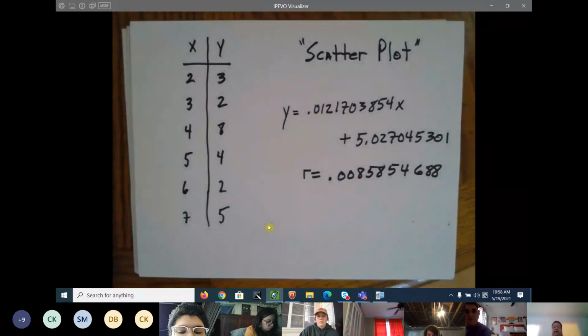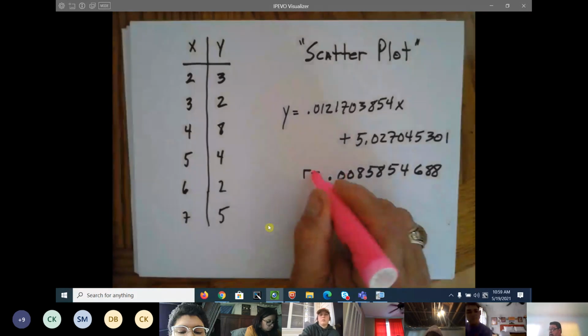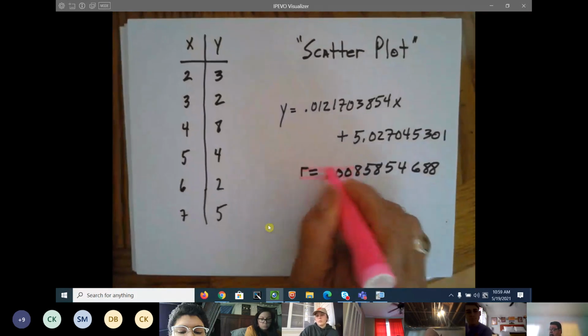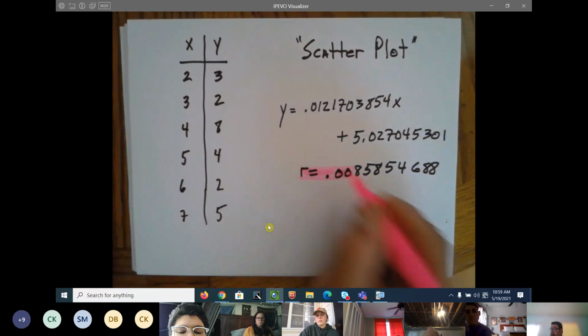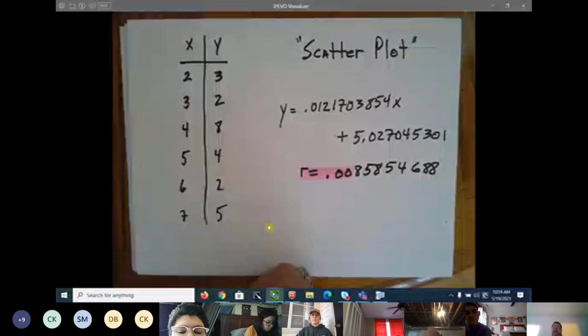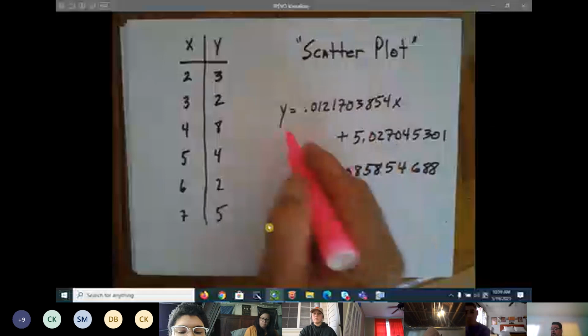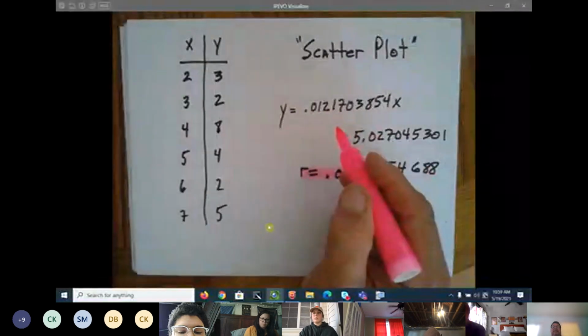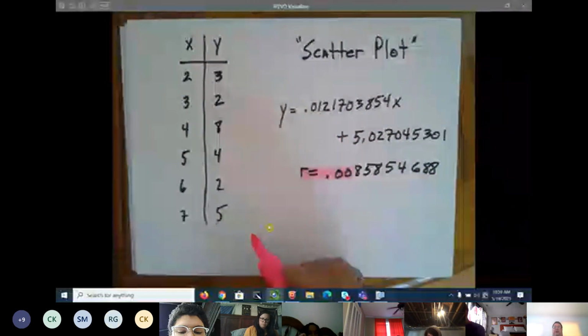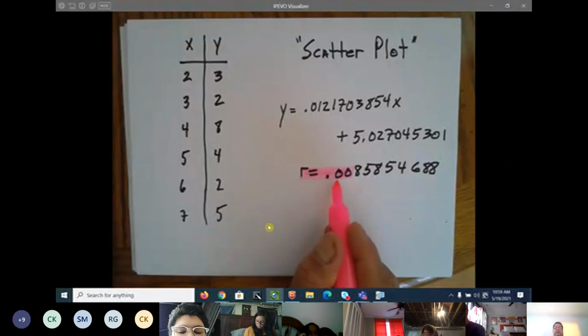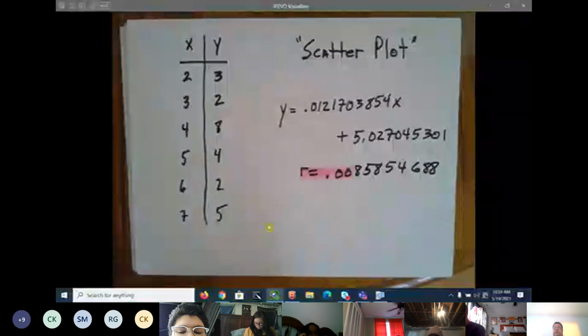I'm going to take my handy dandy pink highlighter and highlight. There is no correlation. So that means this line is just about going to be a horizontal line, because there's no correlation. 0 means there's no correlation. Correlation goes from -1 to +1.